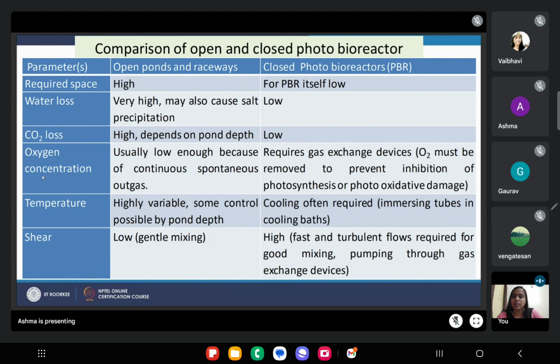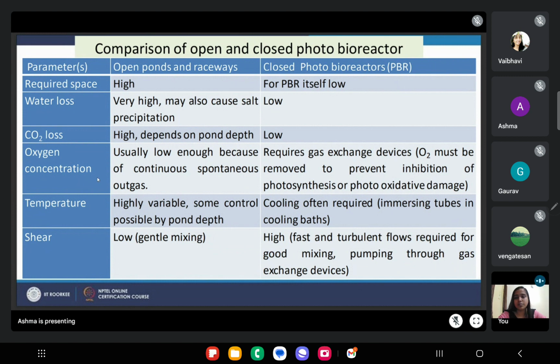So this is written that usually oxygen in the pond system is low enough because of continuous spontaneous exchange of gases taking place. And a closed system requires some gas exchange devices. Otherwise, it will inhibit photosynthesis or cause photooxidative damage.